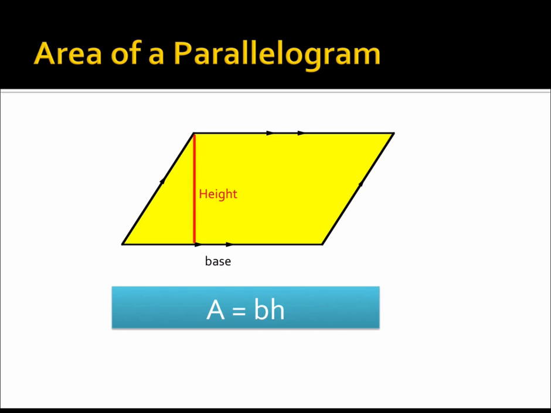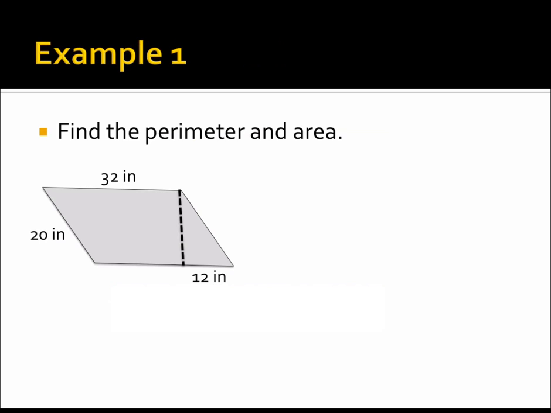Also, the case of the letters becomes important. Lowercase b and uppercase B are two entirely different things. These should all be lowercase. Okay, area is uppercase, but the b and the h are lowercase. You'll see why in the next chapter. Okay, take the base, take the height, multiply the two together, you get the area. So find the area of that thing.